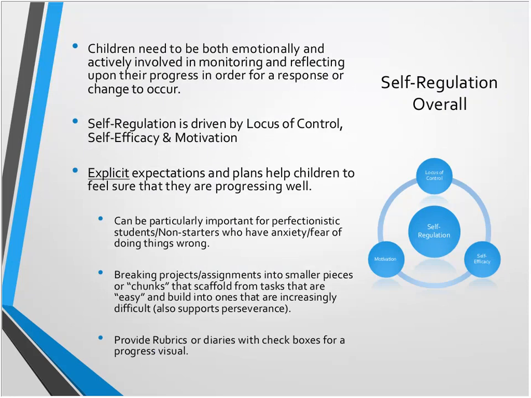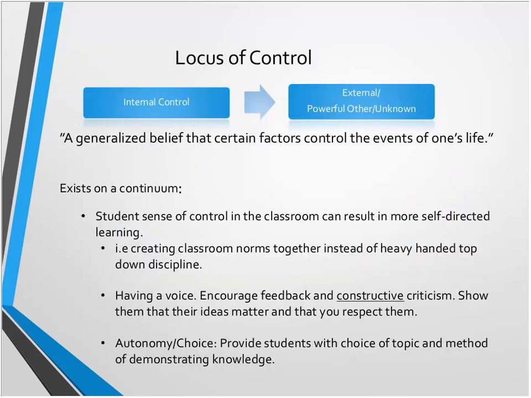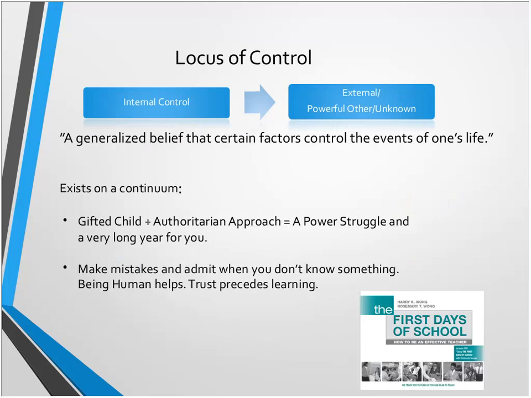And so what we want to do is actually get them emotionally and actively involved in their learning. We want to give them explicit expectations about what we want them to do. We also want to help support them so they can see the successes that they're having along the way. We need to make sure that they understand that they are actually part of the classroom community. If you have kids join together and create classroom norms together instead of having an authoritarian approach to gifted children, that's going to make a big difference. Letting them know that they have a voice, and again, giving them choice will make a big difference for them.